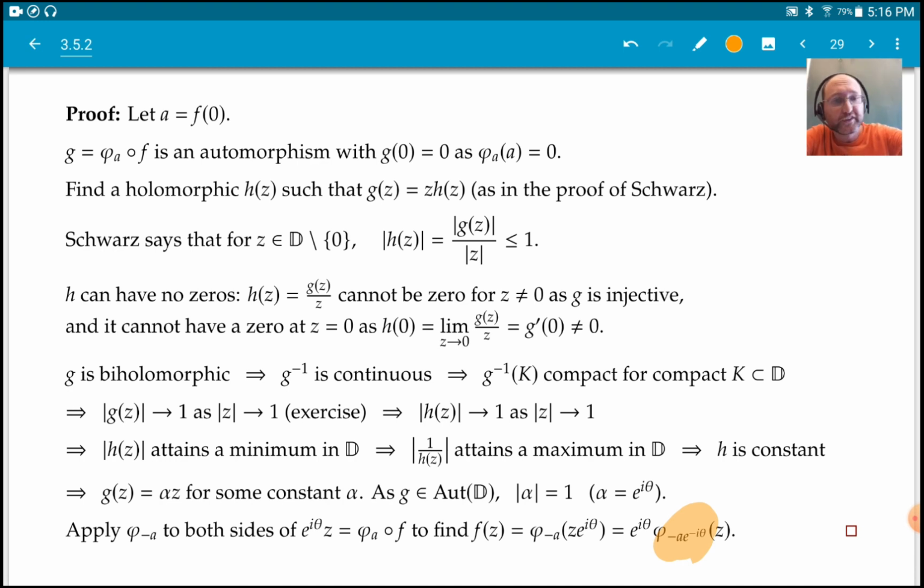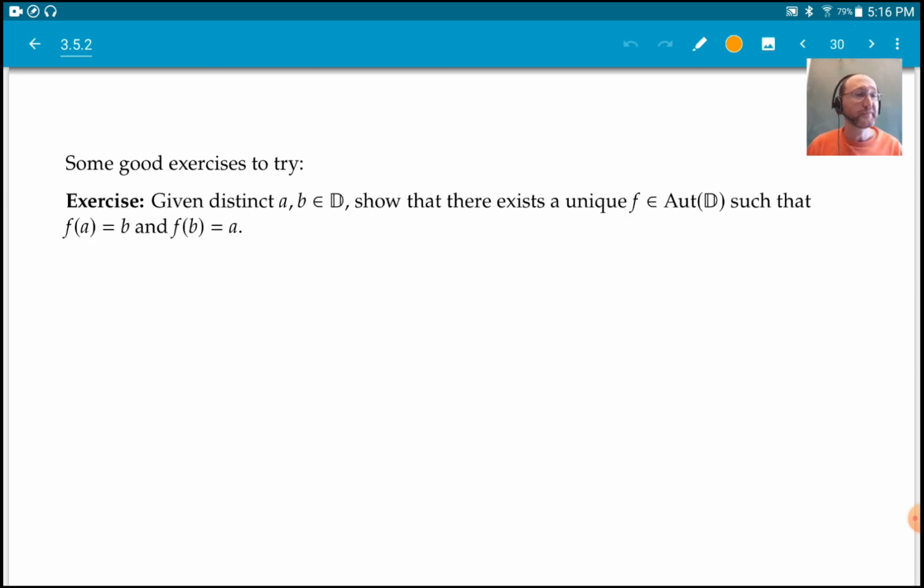That's the proof. So it's really just the maximum principle. Schwarz's lemma is the maximum principle in some sense; it follows as one consequence of the maximum principle.